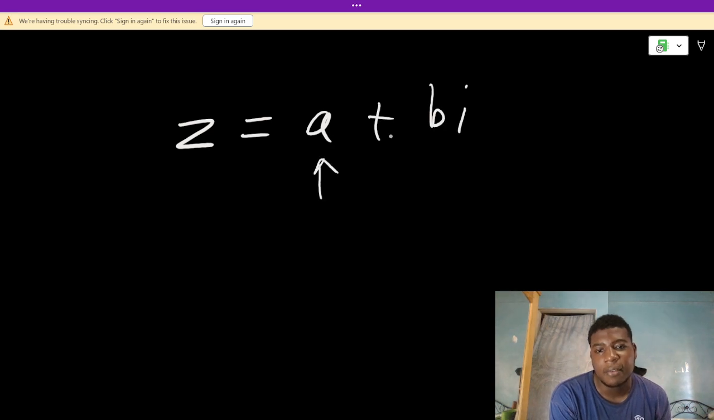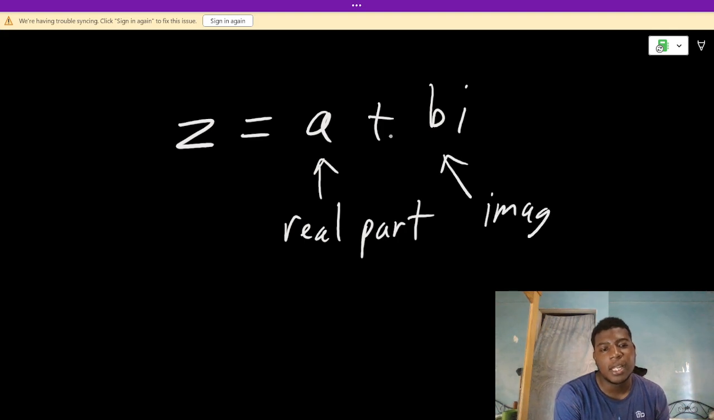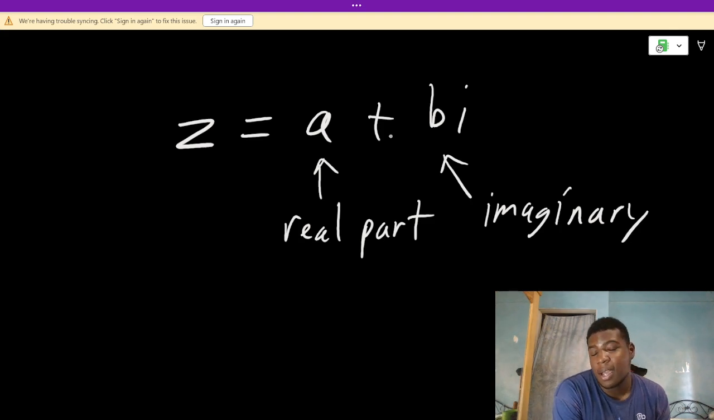We have the real part, which is our normal number system: 2.5, 300.5, whatever that number is. And then we have our imaginary part, which in itself is a real number value. It could be 100.5, same thing, but it's the coefficient of i, which is the imaginary unit.